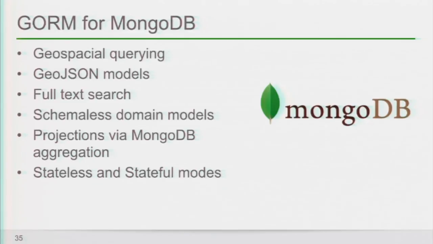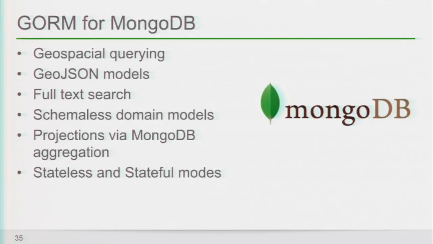GORM for MongoDB also natively uses the MongoDB aggregation pipeline for doing projections. So when I say projections, I'm talking about things like calculating the average, the sum, those kinds of projections. The way to do that in MongoDB is to use the aggregation pipeline. And GORM for MongoDB's querying engine integrates with the MongoDB aggregation pipeline, so it works seamlessly.